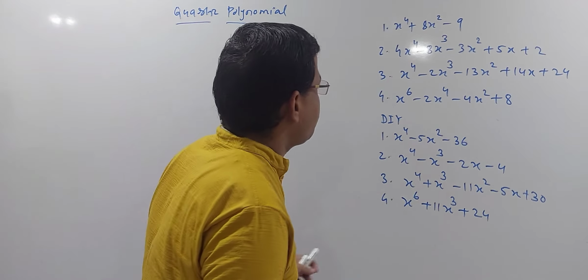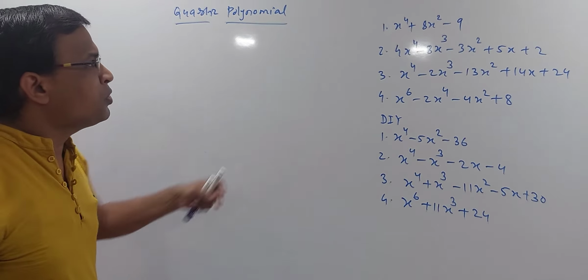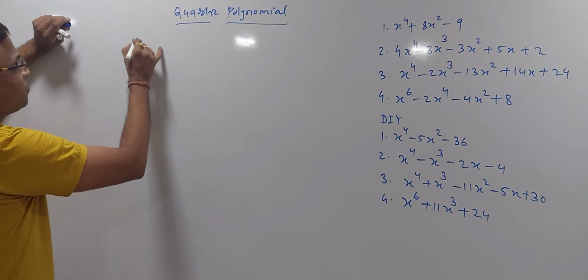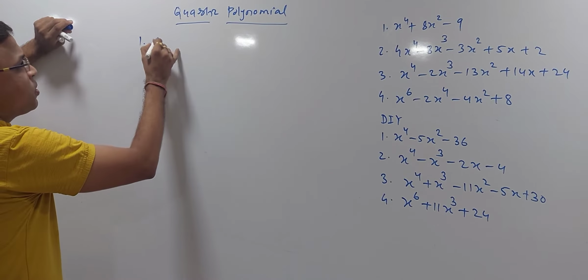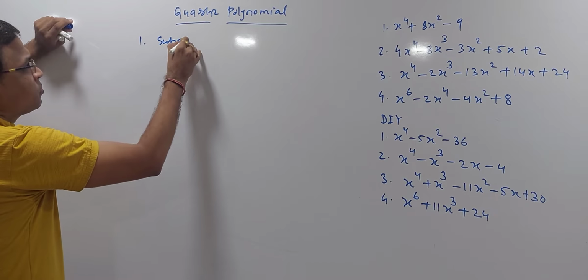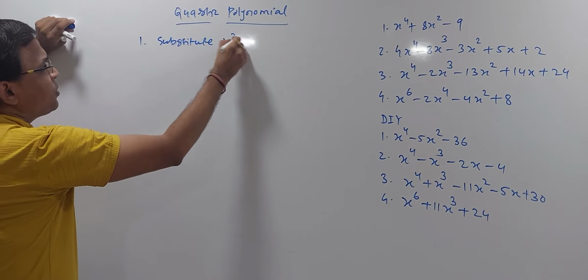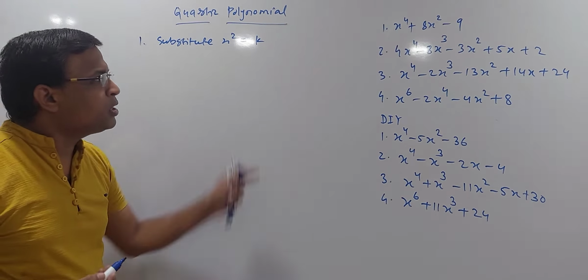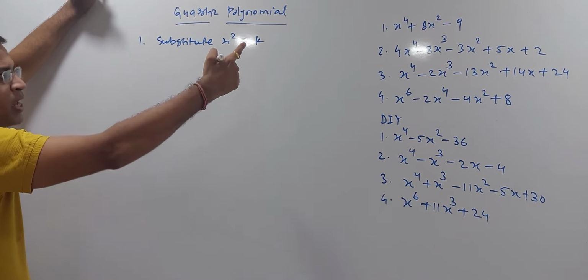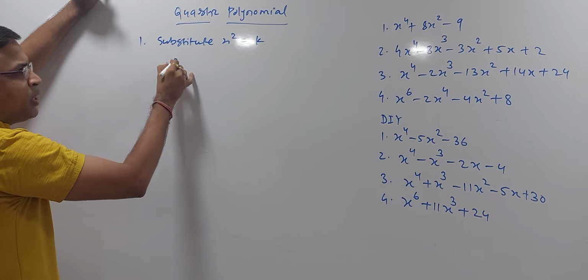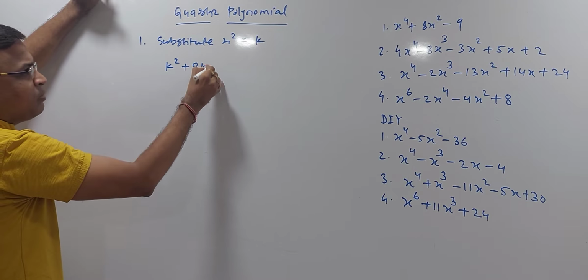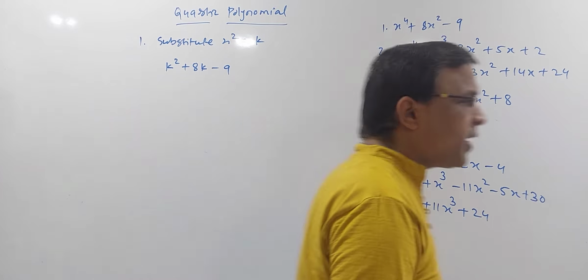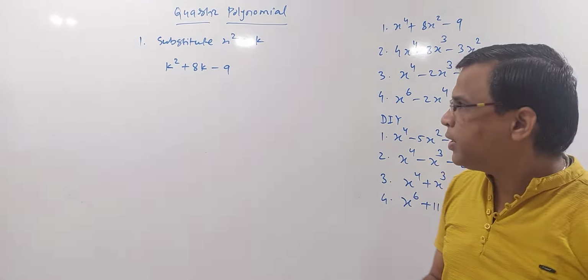These are basically easy questions. Let me start with the first question: x power 4 plus 8x square minus 9. Very simple. I will substitute x square equal to, say, k. You can substitute the way you want. I am taking k. So that becomes k square plus 8k minus 9. Now we can simply factorize it. It becomes a quadratic polynomial.